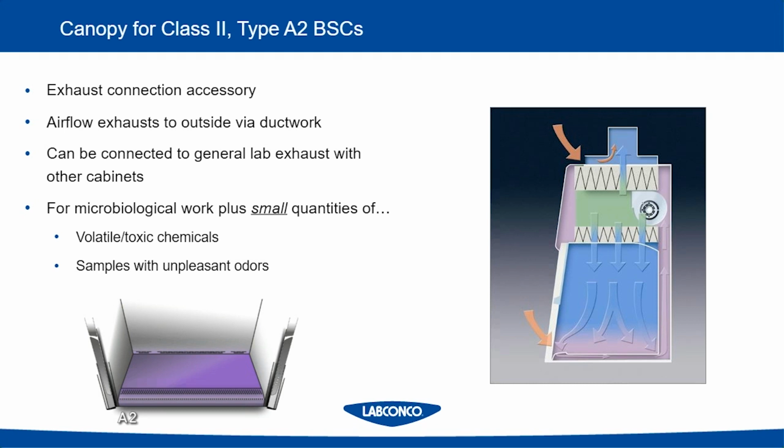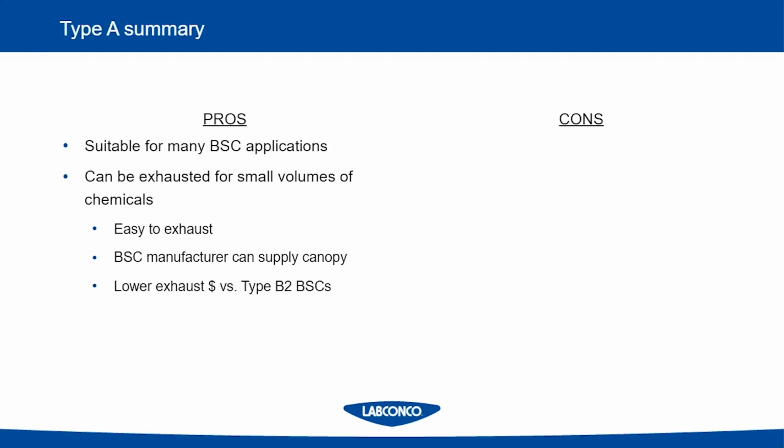So, what happens? Let's say your researcher has a larger volume of chemicals they want to work with, and you decide that a class 2 type A2 is not going to be adequate for that research. So, in summary, for the type A2, these are suitable for many biosafety applications, and they can be exhausted with a canopy connection provided by the manufacturer for small volumes of chemicals.